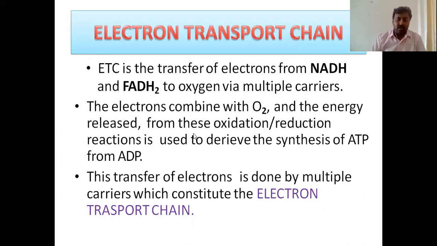The energy released from this oxidation reduction reaction is used to drive the synthesis of ATP from ADP combined with the phosphate. That's why it is called oxidative phosphorylation. NADH and FADH2 undergo oxidation. When they undergo oxidation, the movement of electrons happens. Those electrons combine with the oxygen to produce ATP synthesis. This transfer of electrons is done by multiple carriers which constitute the electron transport chain.